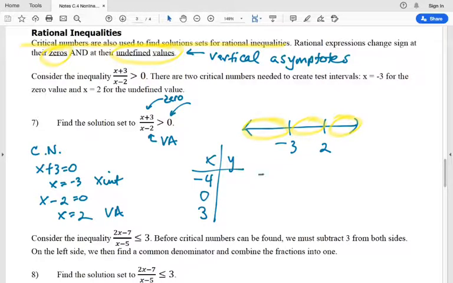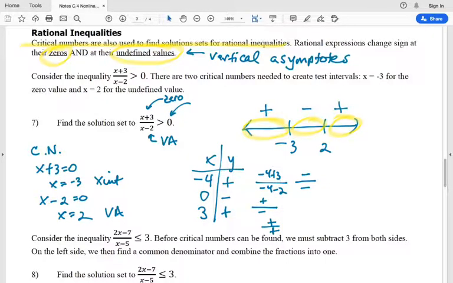So when I do -4 plus 3 over -4 minus 2, again, I don't really care what the number is, I just care what the sign is. That's going to be negative over a negative. Negative divided by negative is a positive value. When I plug in 0, I'm going to get a positive number over a negative number, which would be negative when you simplify it. When I plug in 3, I'm going to get a positive over a positive, which will be positive. So this interval is positive, this one's negative, and this one's positive.